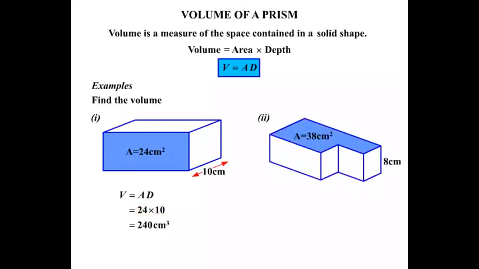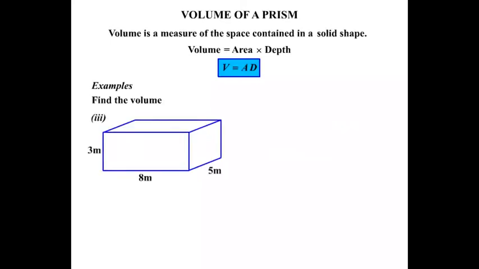Now our next example is a different sort of shape, but it is a prism, because that area that we see shaded in at the top is consistent right through the shape. So V equals AD, where A, the area, is 38, and D, the depth, is 8. Let's multiply those, and we calculate that it works out to be 304 cubic centimeters. Excellent.